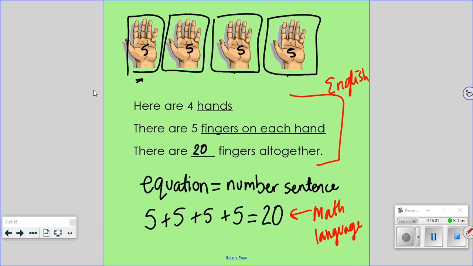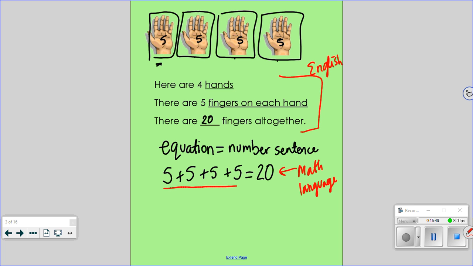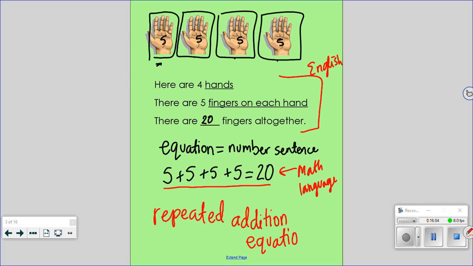So here's the long English version. Here's the short math version. But they're both talking about the same thing. This type of equation, when we skip count like this, it's called a repeated addition equation. And I'm going to pause so you can get caught up in your notes, but that's what that is called.